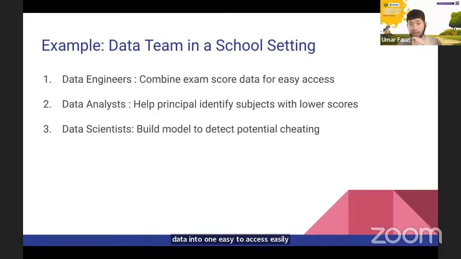And I mean easily understandable because it could be that some Google Sheets are different from others, and it's a data engineer's job to make sure that they're in one format as they get combined. Otherwise, it will make the life of the analysts and scientists harder. So let's say the data engineer is hired by schools, that's what they would do. They combine exam score data and any other data really into one place for easy access.